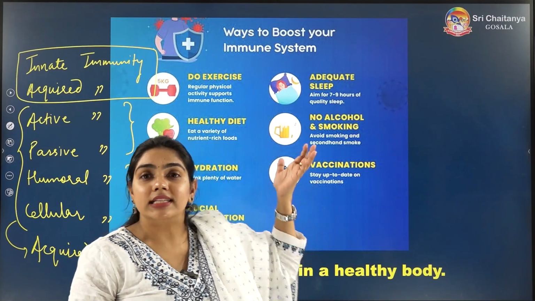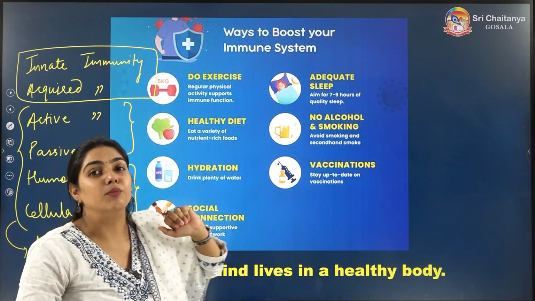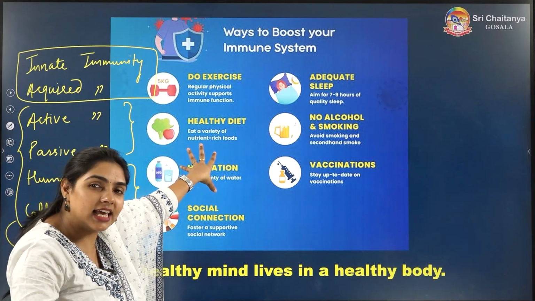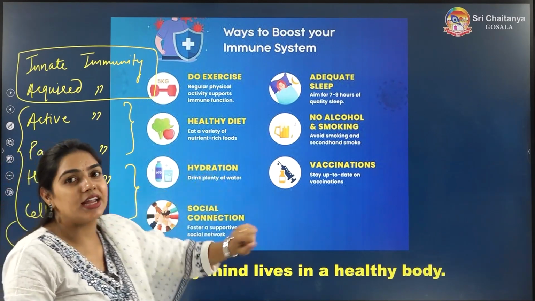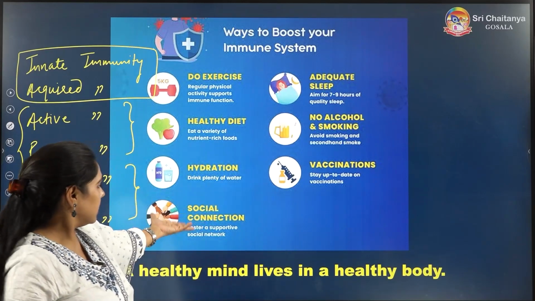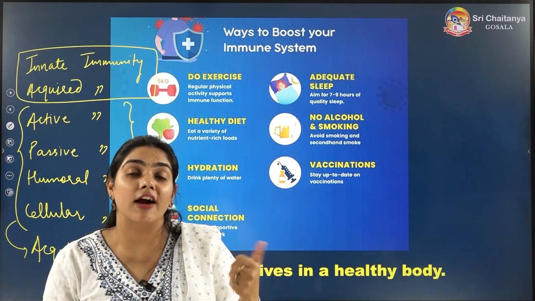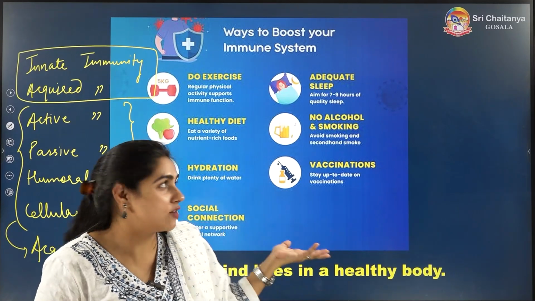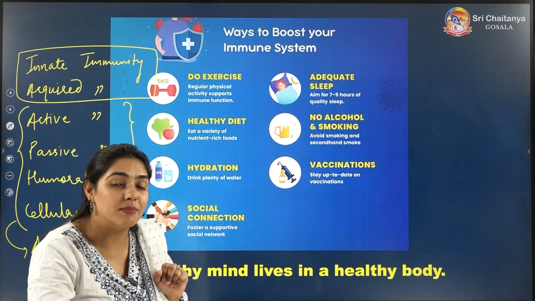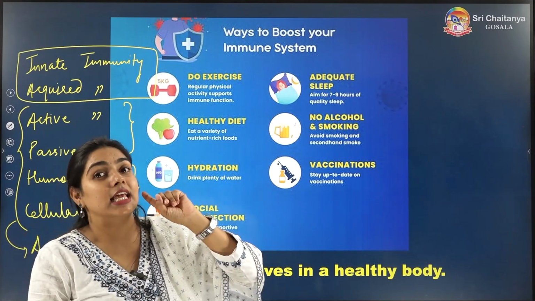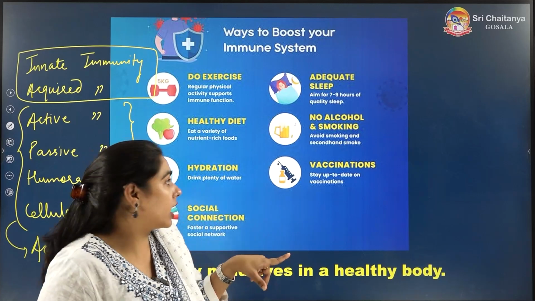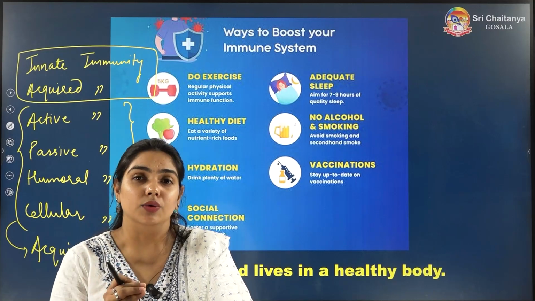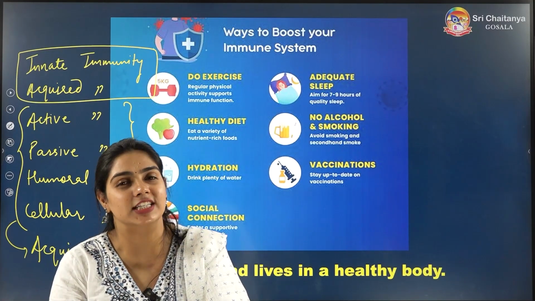Okay. So now please stay healthy. You can boost your immune system by following all these. Please do some exercise. Take a healthy, balanced diet. Stay hydrated during your studies. And make good social connections. You should have good friends, a good circle, so that whenever you want to share anything, you can share with them. Take adequate sleep because it is very important, and say no to alcohol and smoking. And obviously, proper vaccination also helps you prevent various infectious diseases.